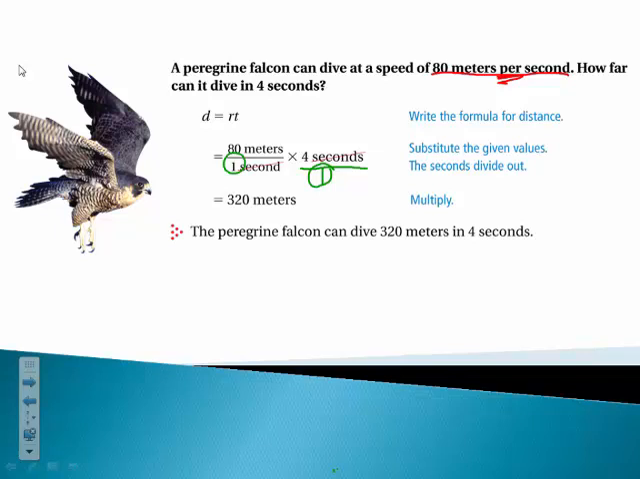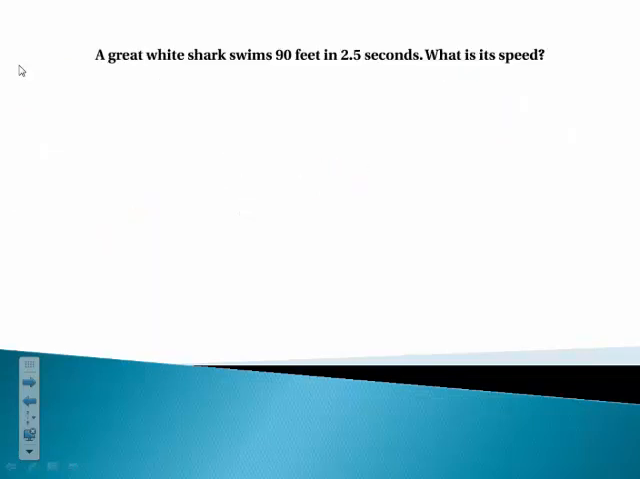So the peregrine falcon can dive 320 meters in 4 seconds. Okay? Before we said per second, for 1 second. Now we wanted to know in 4 seconds. Okay? Next example. A great white shark dives 90 feet in 2.5 seconds.